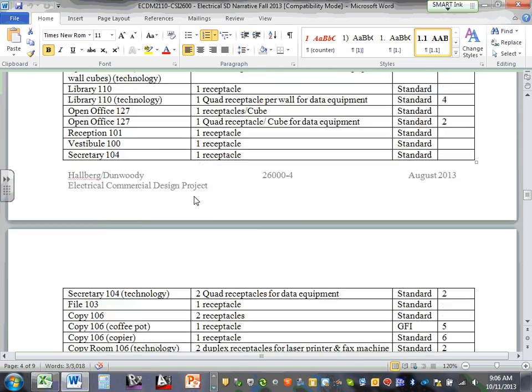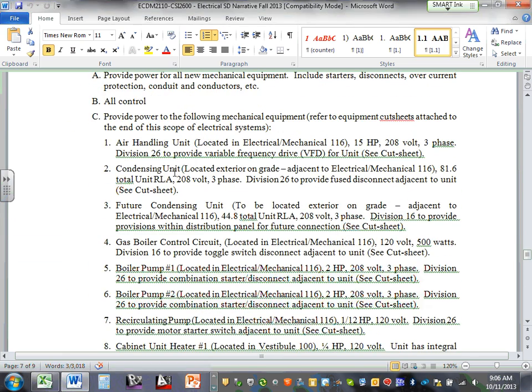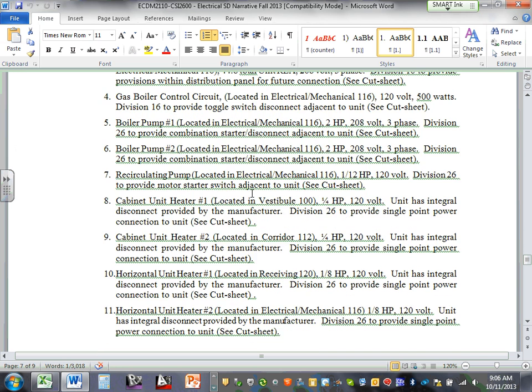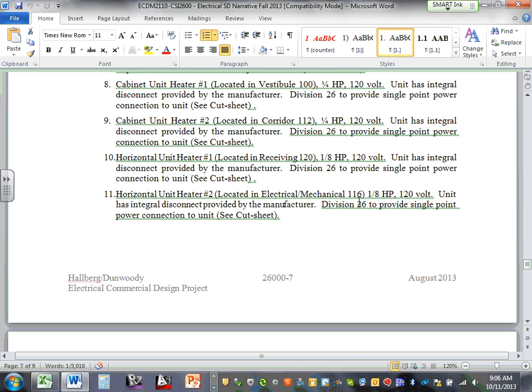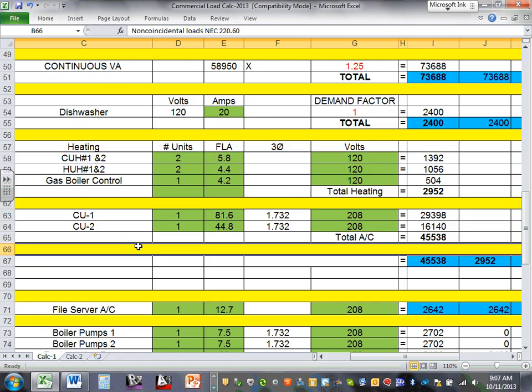So you need to go right here to the mechanical equipment. Here's your mechanical equipment, and you're going to find the condensing unit. Here's your condensing unit, and here's the full load amp for the condensing unit. All this information is taken directly from the sheets. Horizontal unit heaters, here's the information about the horizontal unit heaters and so forth. These are directly coming from here. Any comments, guys? Any questions? So that's your heating and cooling units.